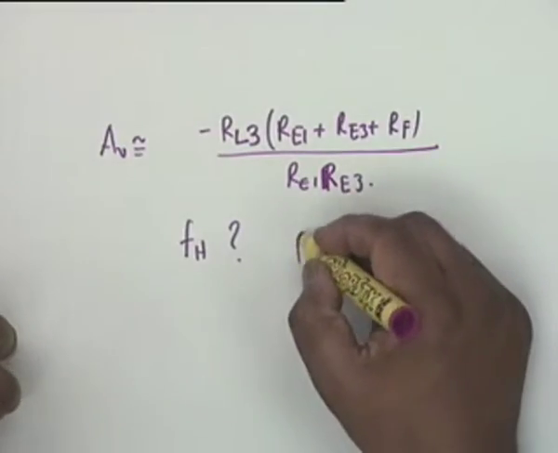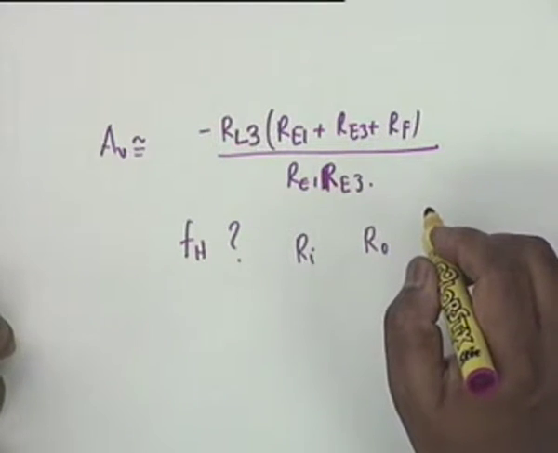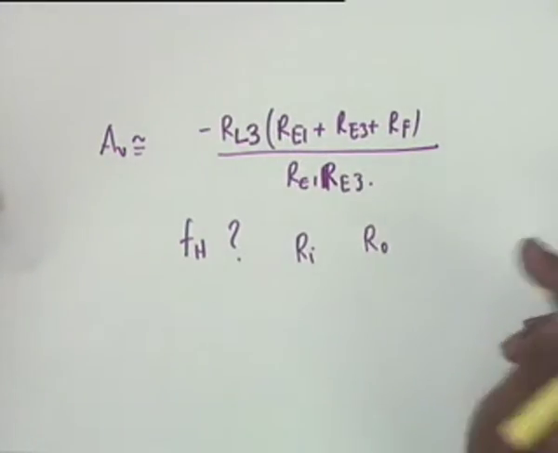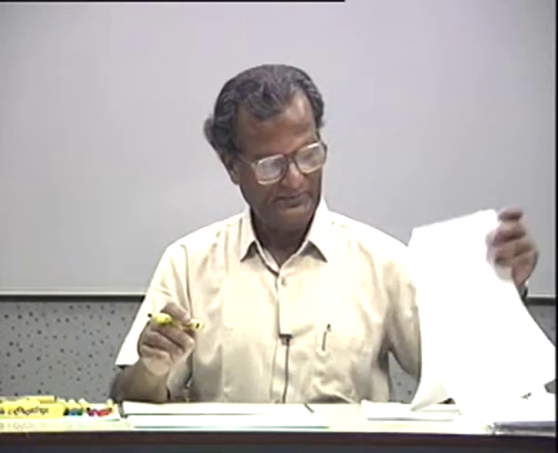Okay. So you can find out Ri, you can find out R0. I can tell you that this will not be a trivial exercise unless you can figure out how to simplify this circuit, and that itself is an interesting task.